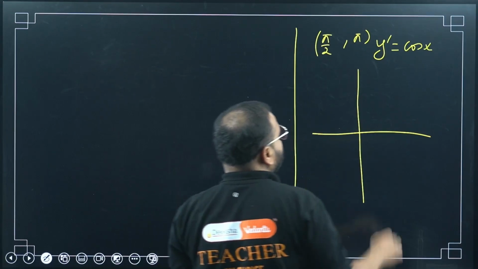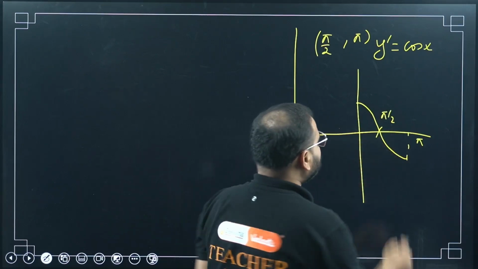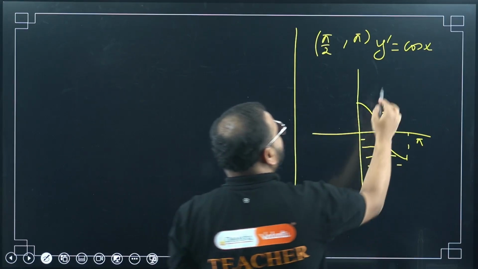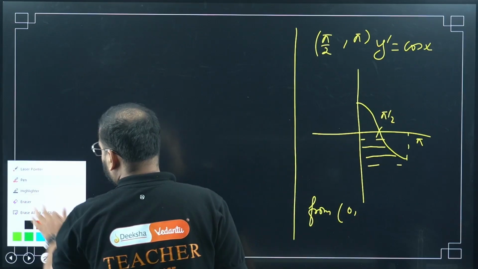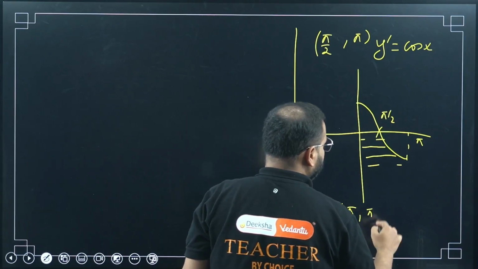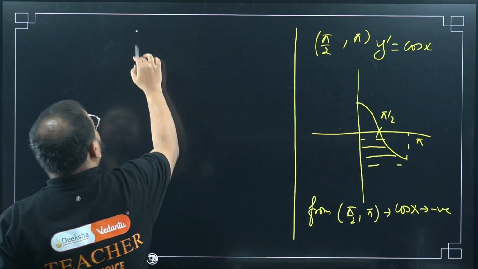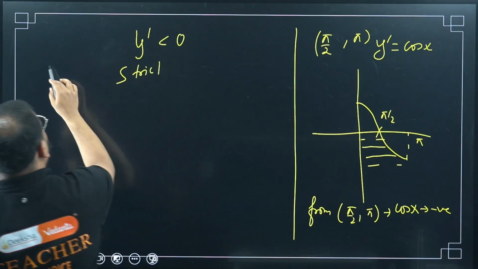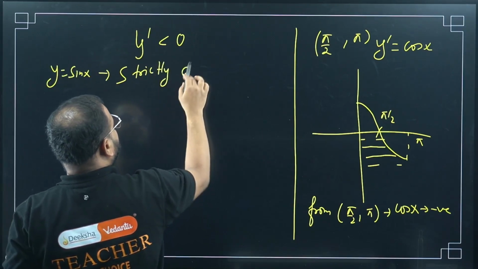Now check here, cos x will look like what? This is my pi by 2 and this is pi. Now you only tell me, from pi by 2 to pi, what is the value of cos? Negative, right? So I can say in the open interval of pi by 2 to pi, cos x is negative. Cos x negative means what? My y dash is less than 0. Means strictly decreasing. What is decreasing? Y equal to sin x is strictly decreasing.